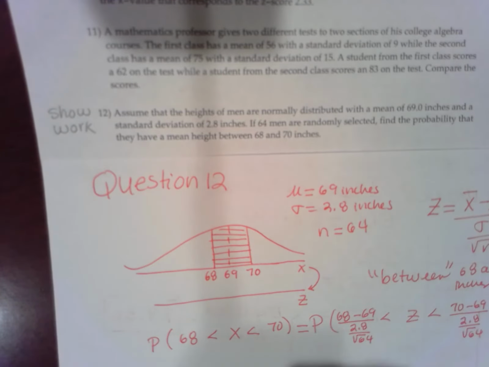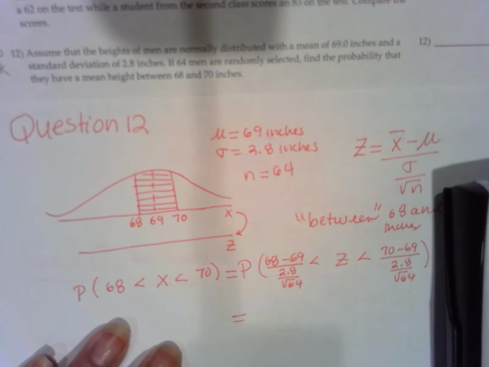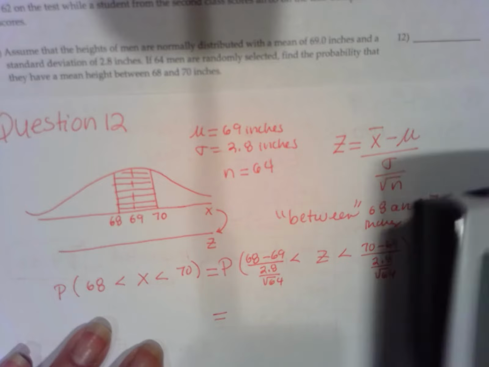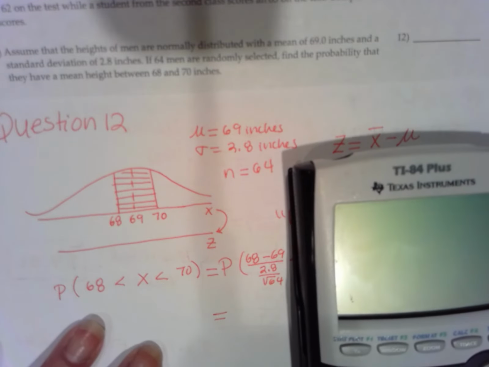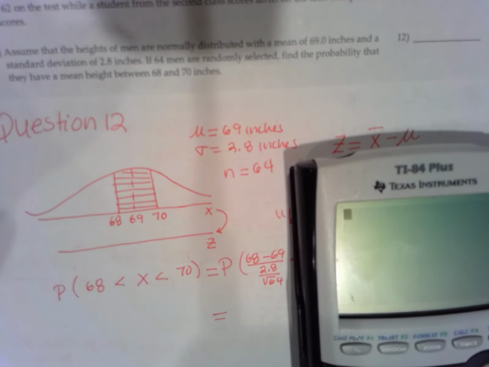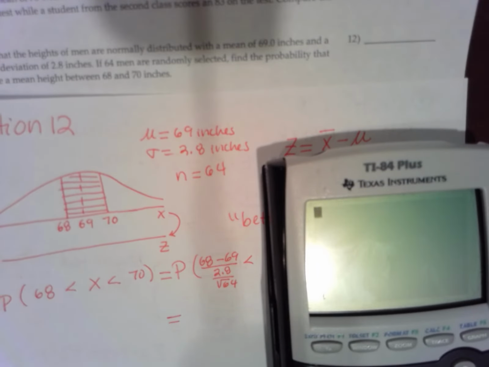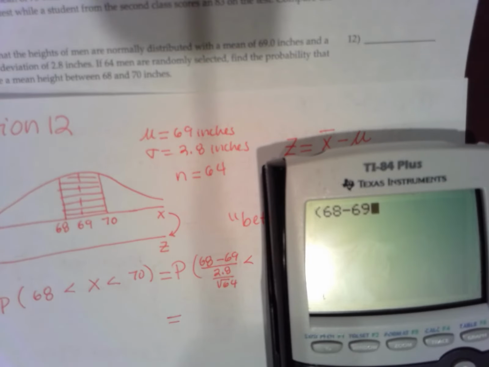You will enter that in the calculator, and make sure that you use the proper parentheses. I'm going to clear the screen and move this to the side so that we can see the calculator and see what we're going to enter. I like to enter the numerator in parentheses: 68 minus 69, close the parentheses, divided by, open parentheses, 2.8 divided by the square root of 64.